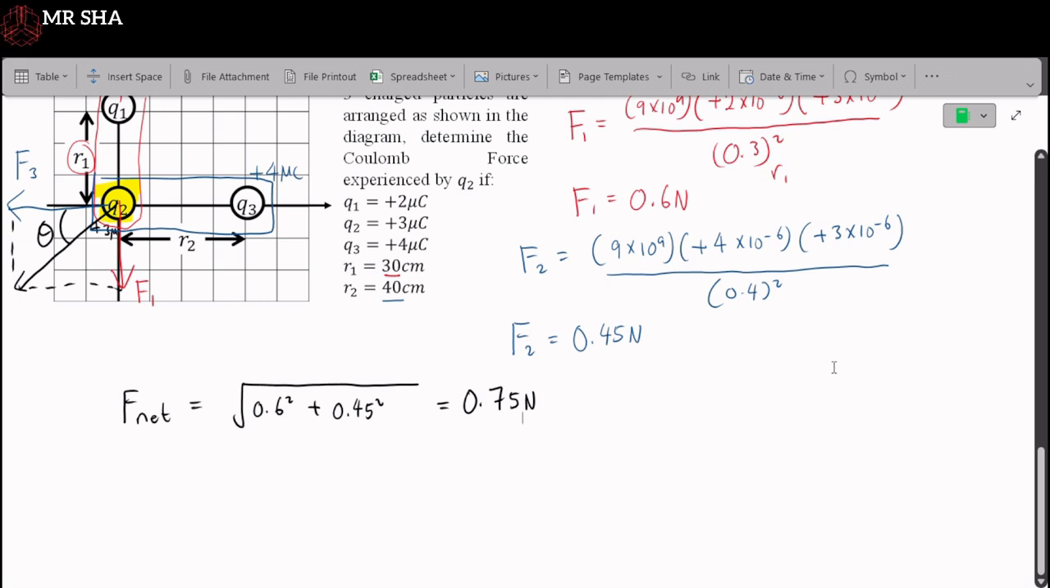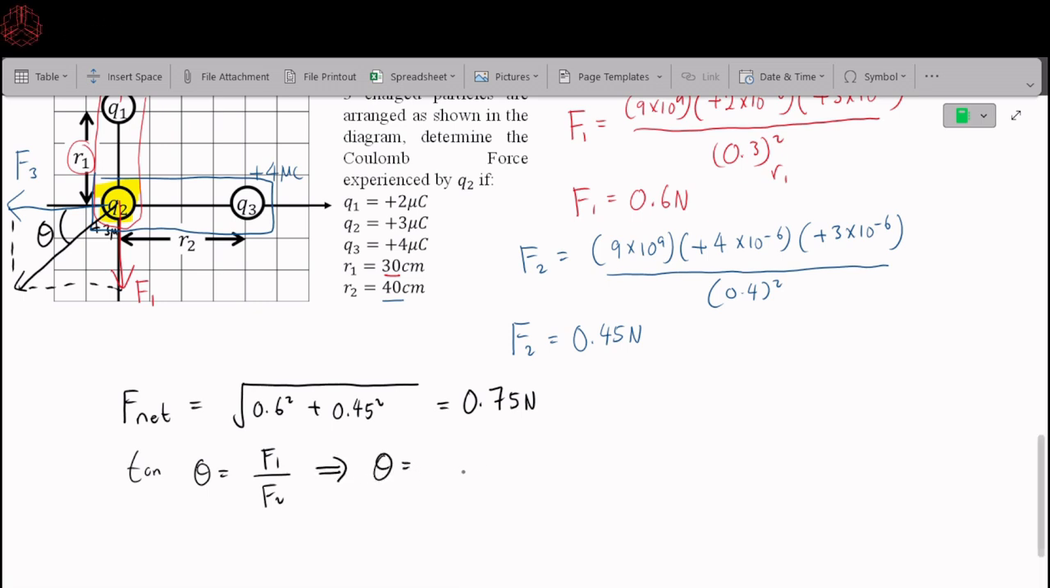Okay, so that's the magnitude. What about direction? For direction, I will use tangent theta equals opposite over adjacent, so F1 over F2. That means theta is the arctangent, or tangent to the power negative 1, of F1 over F2. Let me just substitute the values: F1 is 0.6, F2 is 0.45.